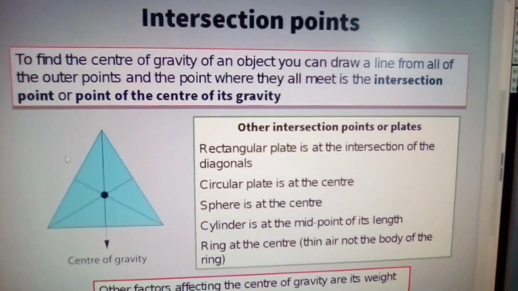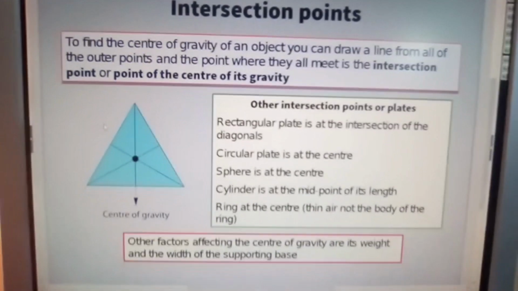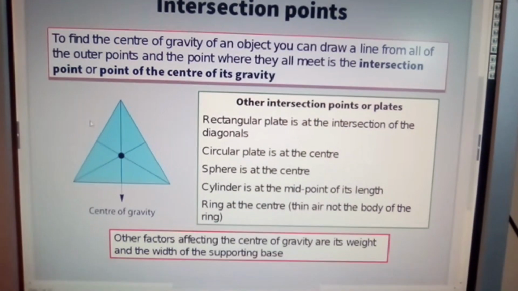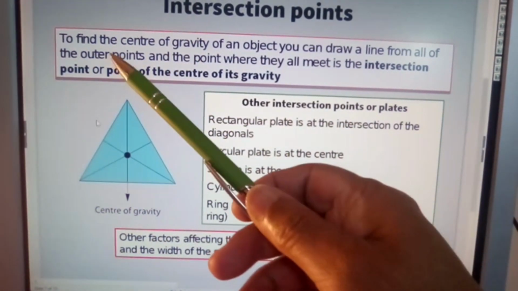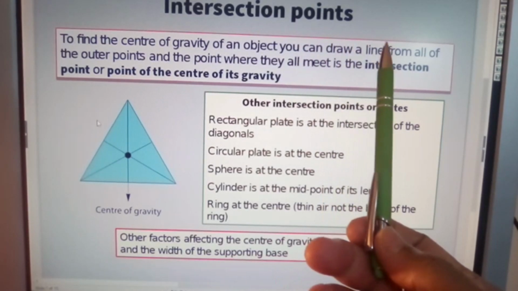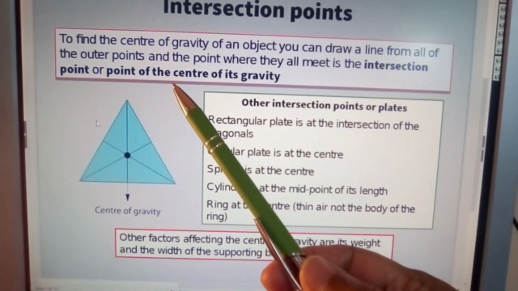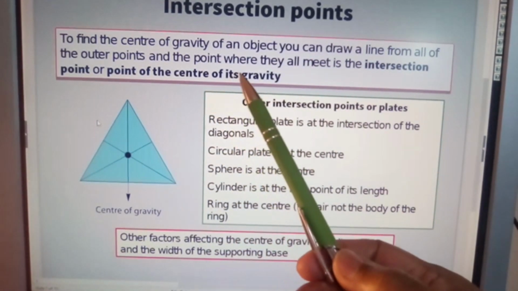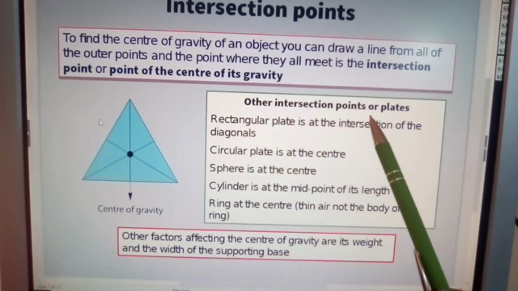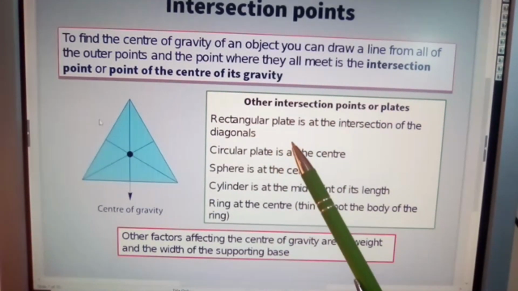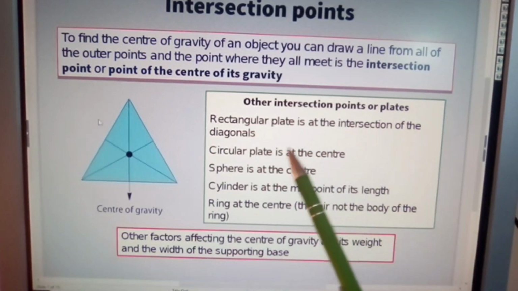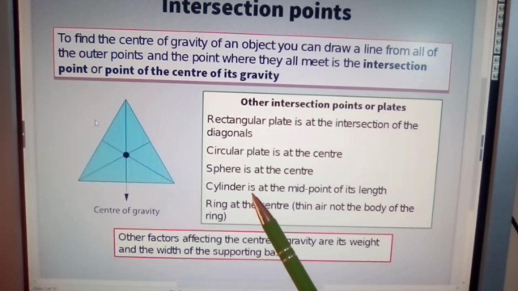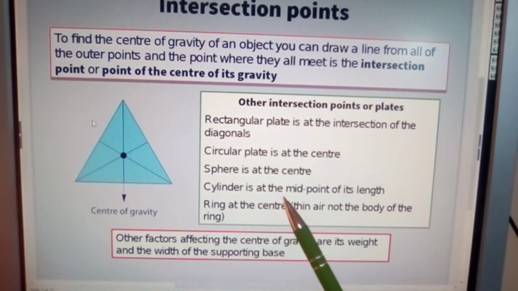Now, intersection points. Sorry, let me just come back a bit. Okay. Now, to find the center of gravity of an object, you can draw a line from all of the outer points, and the point where they all meet is the intersection point, or point of its center of gravity. The intersection points for plates: a rectangular plate is at the intersection of the diagonals. A circular plate is at the center. A sphere is at the center. A cylinder is at the midpoint of its length.